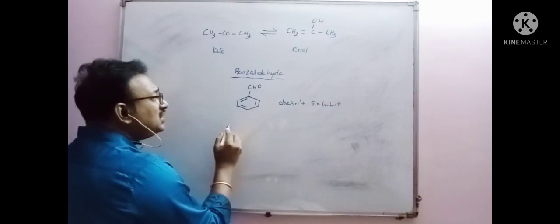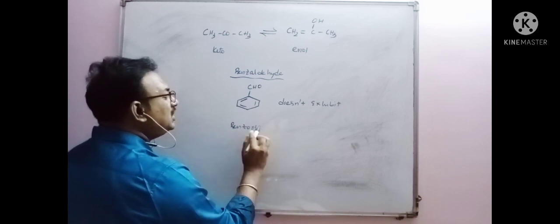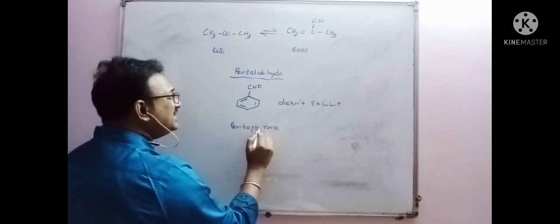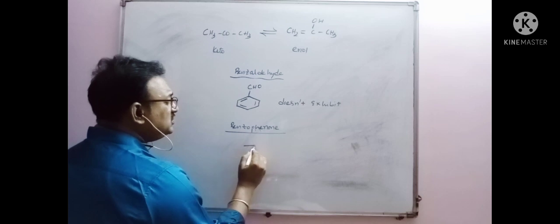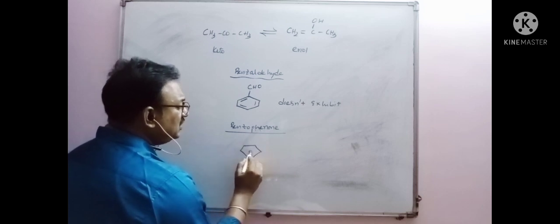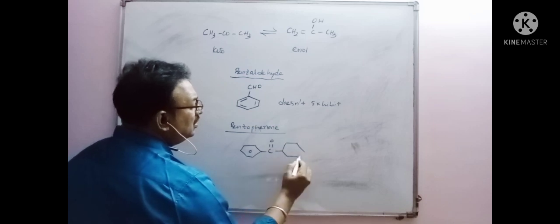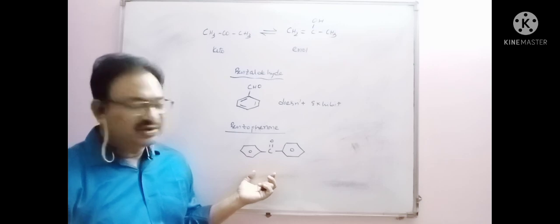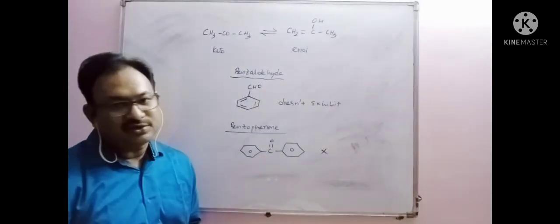Even benzophenone also does not exhibit this tautomerism. If you see the benzophenone structure, it's like this. Here also there is no alpha hydrogen or no acidic hydrogen. That's why even benzophenone does not exhibit this tautomerism.